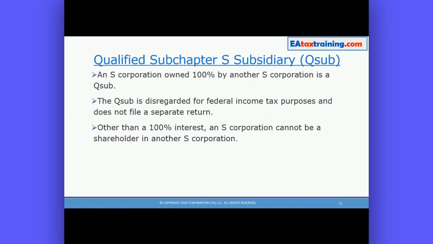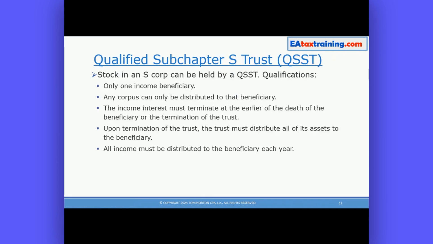Now, it says it's disregarded for federal income tax purposes. There are other purposes, such as payroll and excise tax purposes, that the Q sub will be recognized for. However, the EA exam is primarily dealing with federal income tax. So for federal income tax purposes, the Q sub, the subsidiary S Corp, is a disregarded entity for tax purposes. And then just that reminder that other than a 100% interest, an S Corp cannot be a shareholder in another S Corporation. We'll talk about these special kinds of trusts a little bit.